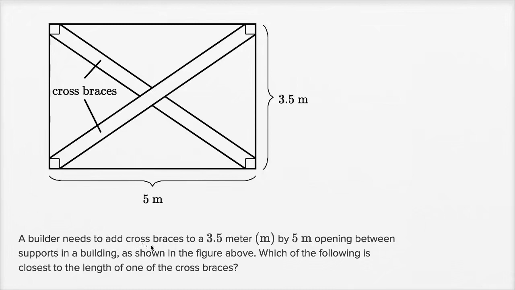A builder needs to add cross braces to a 3.5 meter by 5 meter opening between supports in a building, as shown in the figure above. Okay, so this is 3.5 meters high, 5 meters wide, and then this right over here is a cross brace. So that right over there is a cross brace. There's another one that goes that way. So which of the following is closest to the length of one of the cross braces?